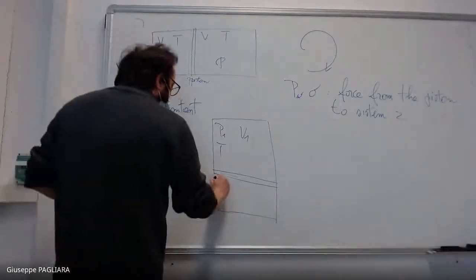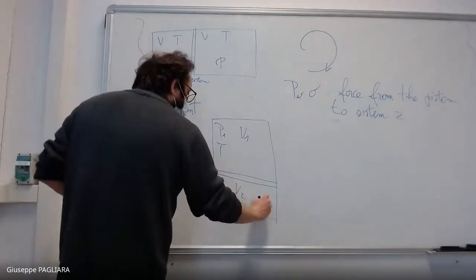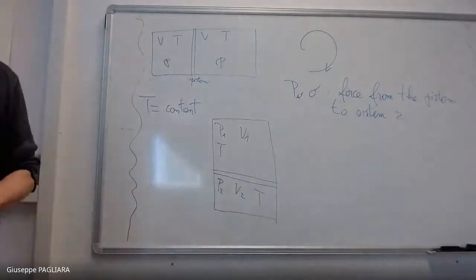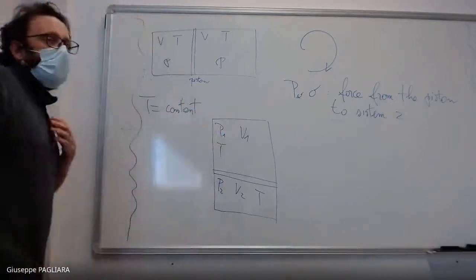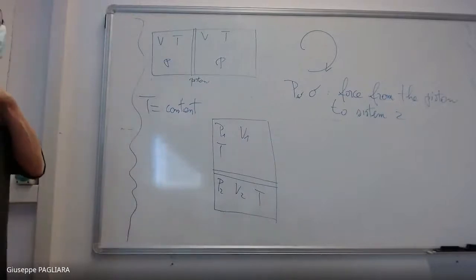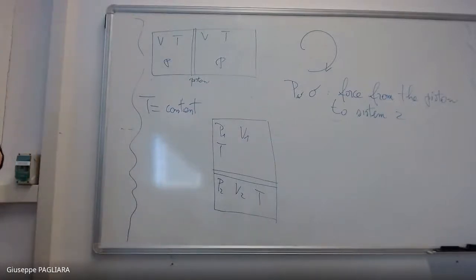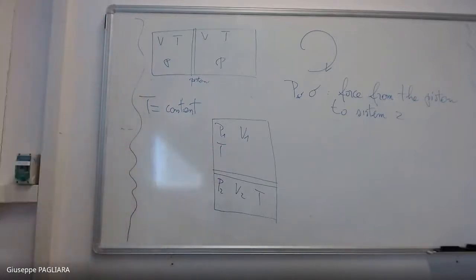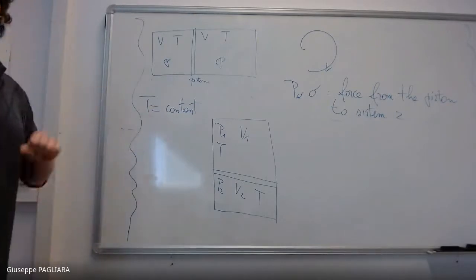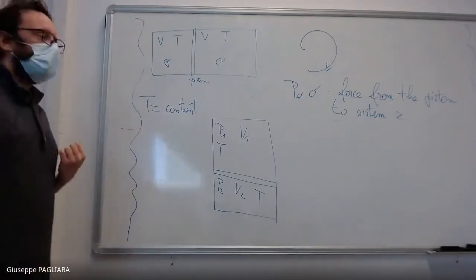Here we will have pressure P2, V2, and T again. Now about this system, one can ask different questions. The first question is which is P1 and V1. Another question is which is the variation of the entropy of the two systems, and the total variation of the entropy, which is the variation of the entropy of the box plus the variation of the entropy of the source. Because when I say T constant, that means that the system is in contact with the thermal reservoir.